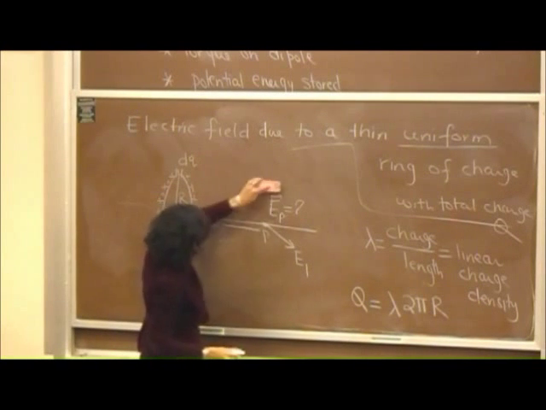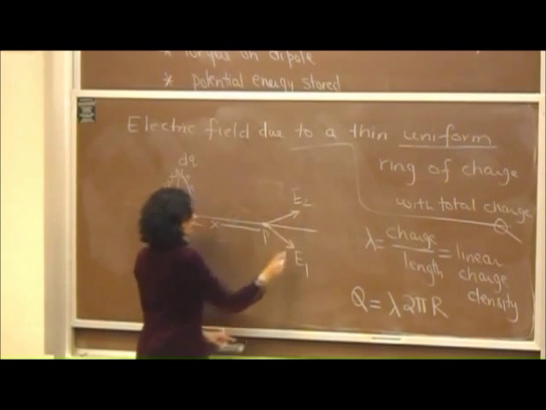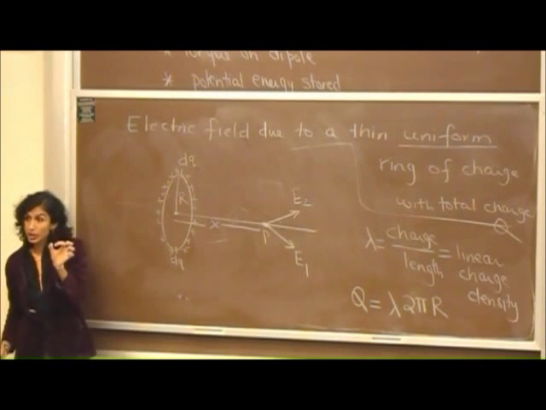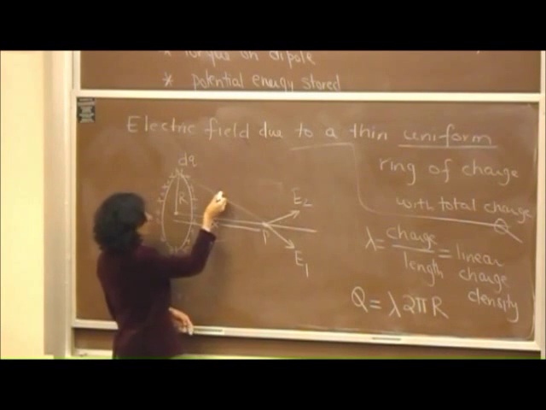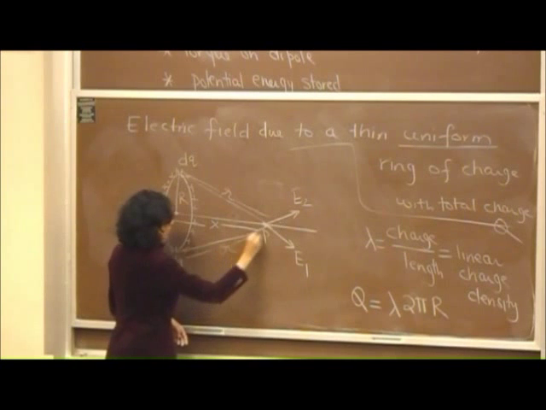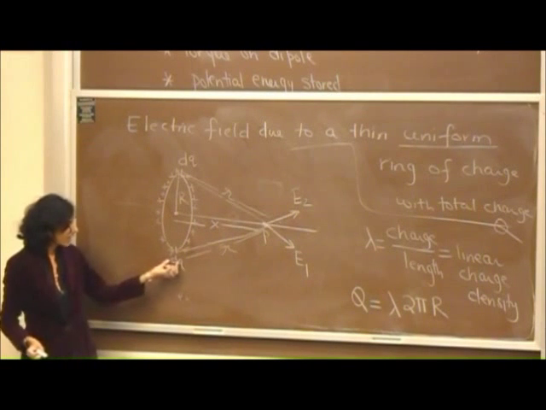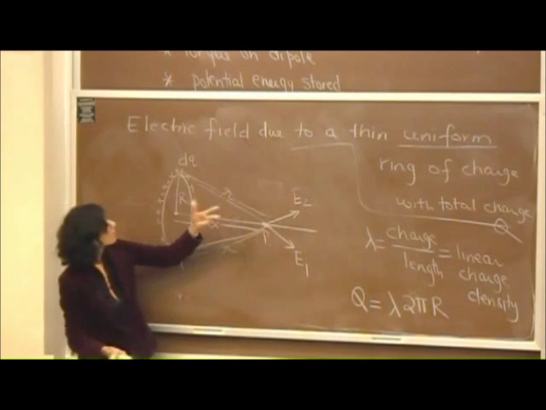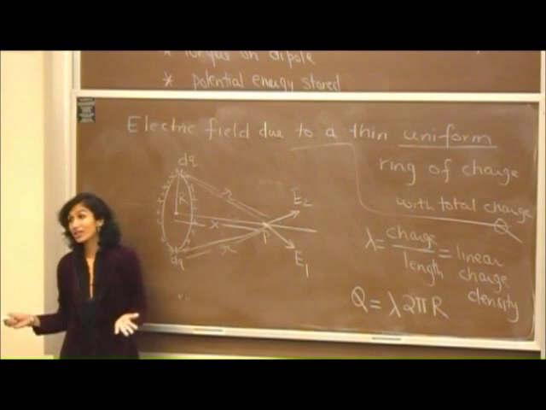Let me erase this to make it neater. So it will be like this. Let's call it E2. If both of these are the same charges, dq, the small infinitesimal charge that we've picked, and if these distances, let's call it r, if this is distance r and so is this distance, would you say that the magnitudes of electric fields E2 and E1 will be equal? Because it'll be just k dq over r squared, right? And E1 will also have a magnitude k dq over r squared. And so the magnitudes are equal.